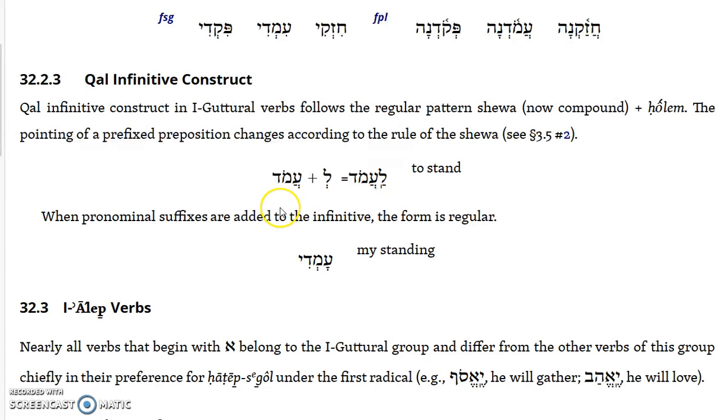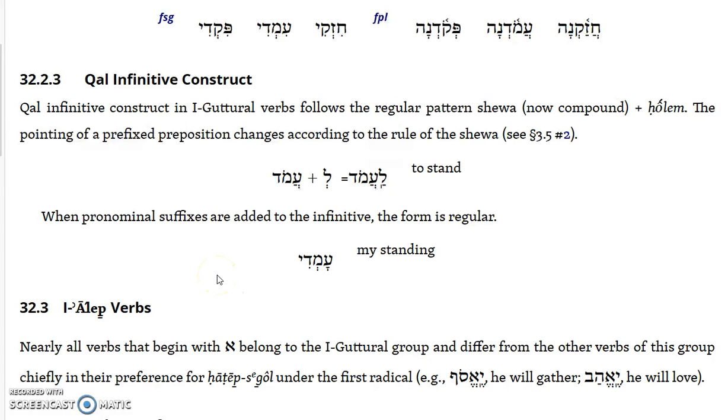Now, if you add a pronominal suffix to amod, however, that will cause the accent to shift back, and so you end up with a qamets chatuf, omdi, my standing, and when the accent shifts back, you no longer have a shavah there, so you don't get the hataf type vowel. So all of this is first guttural type verbs.